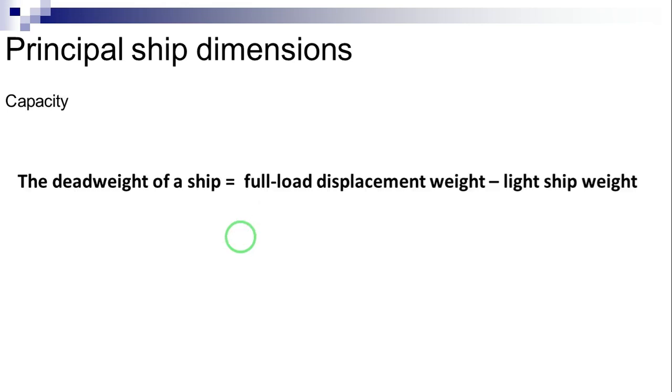Capacity. The deadweight of a ship is the difference between the full load displacement weight and the light ship weight. The latter is the weight of hull steel, machinery weight, and outfit. The actual payload or cargo deadweight is obtained by deducting the typical maximum values of the variable weights of fuel, stores, fresh water, water ballast, crew, and other effects from the total deadweight.